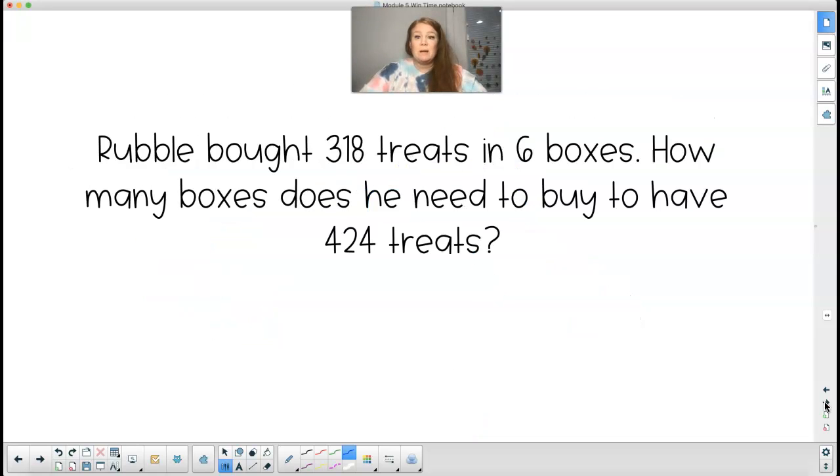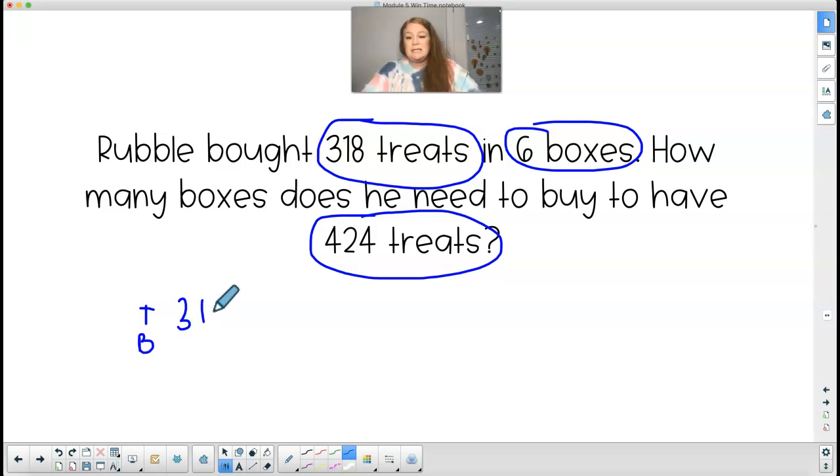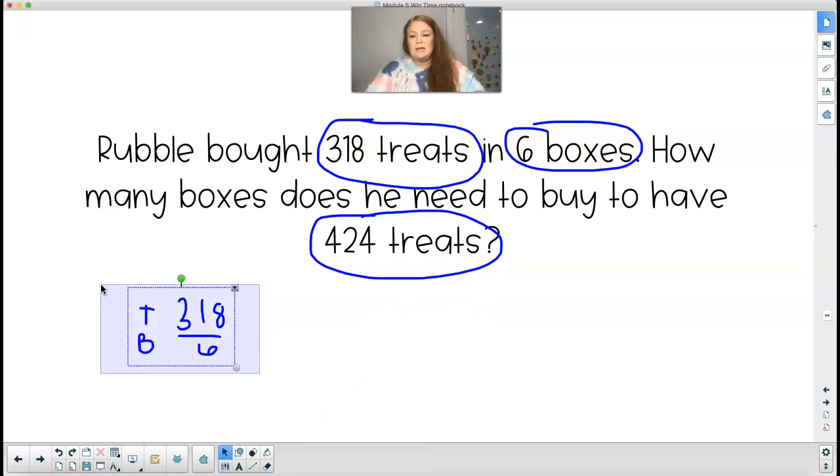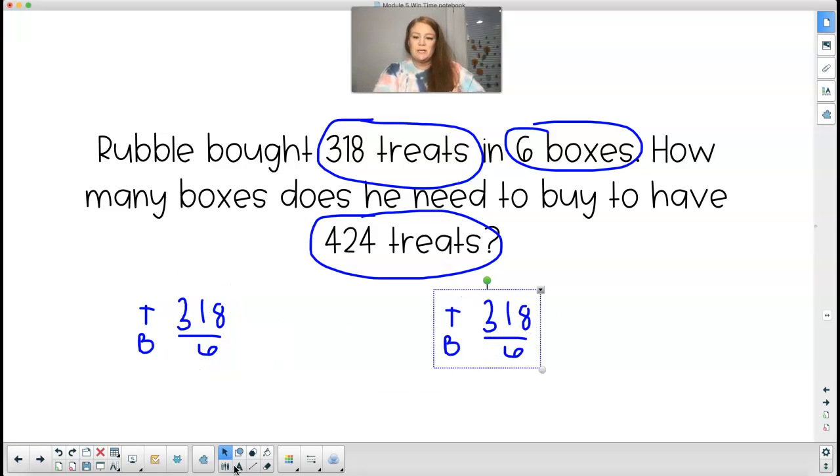Hey, our next one says that Rubble bought 318 treats in 6 boxes. So we've got 318 treats in 6 boxes. How many boxes does he need to buy to have 424 treats? So we are comparing treats to the boxes. We've got 318 treats in 6 boxes, and that's our beginning ratio here, whether I'm doing a unit rate or a proportion.